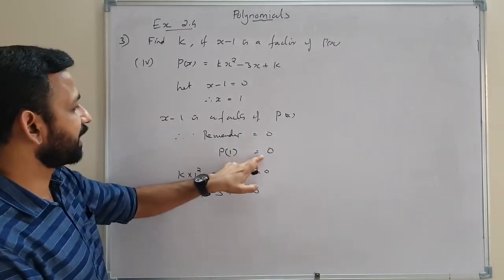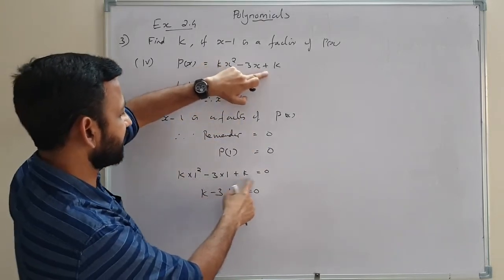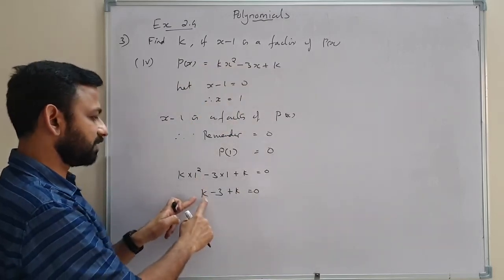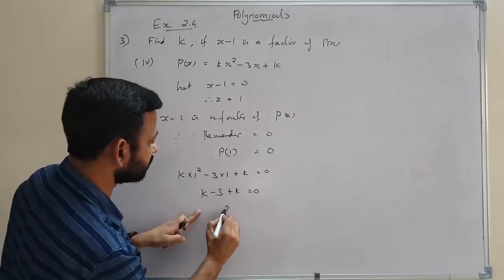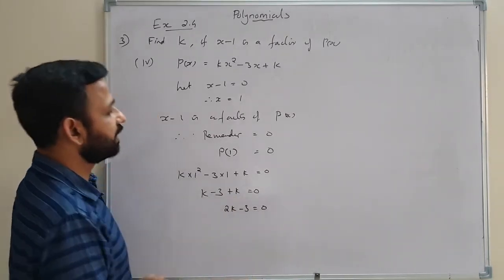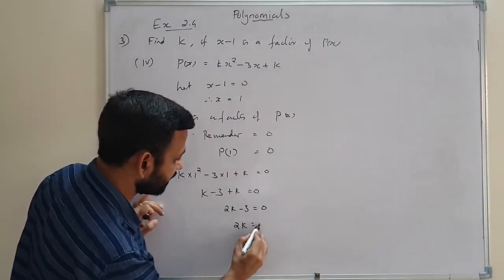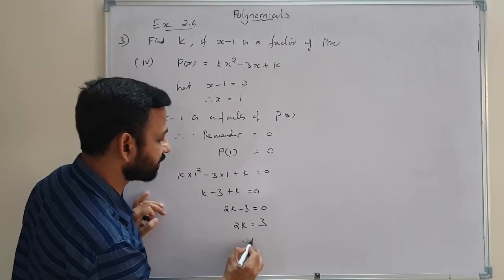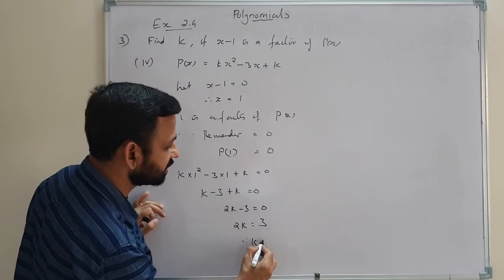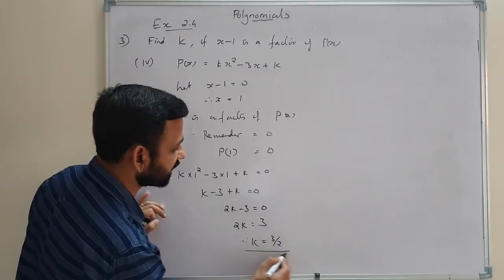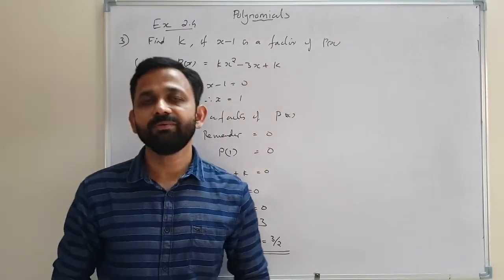Once again, p of 1 equals 0, that is k into 1 square minus 3 into 1 plus k equal to 0. That is k, minus 3 plus k equal to 0. K plus k, that is 2k minus 3 equal to 0. We take minus 3 from left to right. 2k equals plus 3. Therefore k equals 3 divided by 2, so the 2 goes to the denominator. So k is equal to 3 upon 2. That is the value of k if x minus 1 is a factor of p(x).